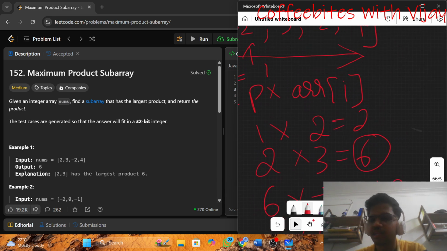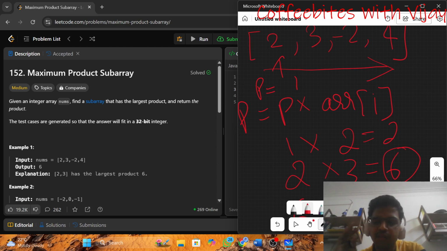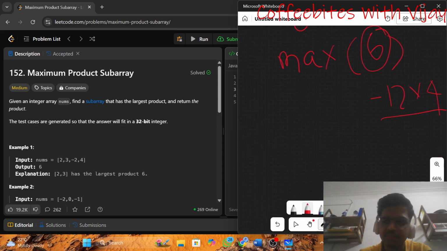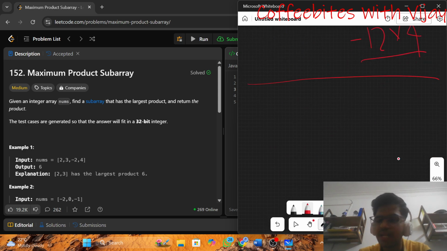We can solve this in this manner, but there are many test cases. We cannot solve this based on only one test case. We have to solve this for many test cases. Imagine if the array is given like this: minus 1, 2, minus 3, 4 and minus 5.